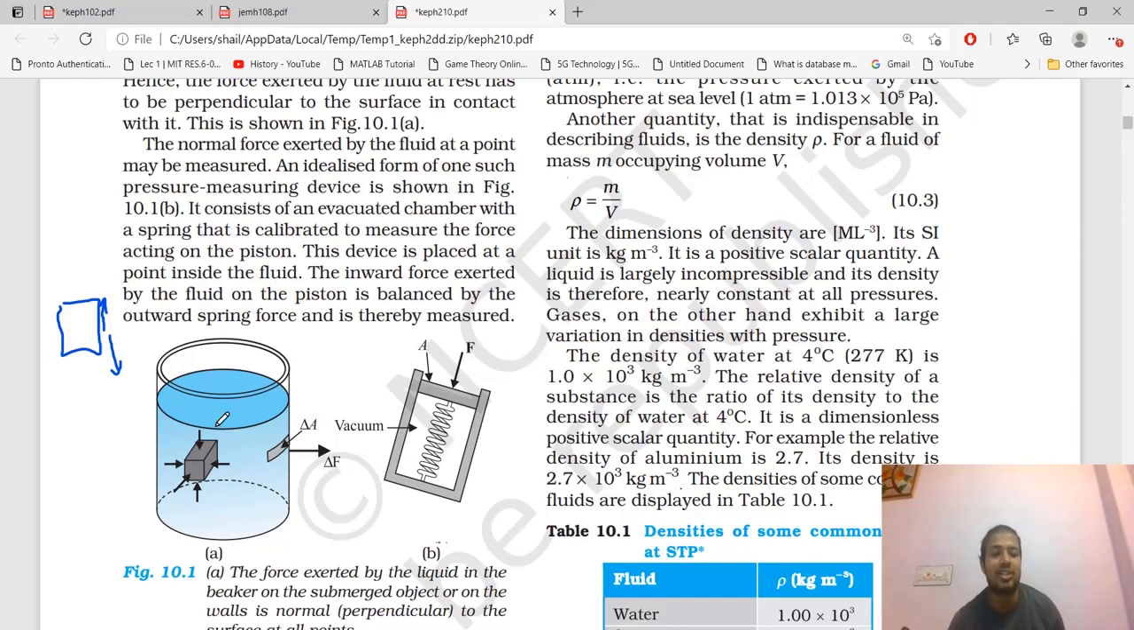The only other direction the force can act is perpendicular to the surface, and that's what happens in the fluid. The fluid exerts pressure perpendicular to the surface. No component is parallel to the surface, because if you take any other direction, it has a component parallel to the surface, and we know that is not the case, because the fluid is not flowing.